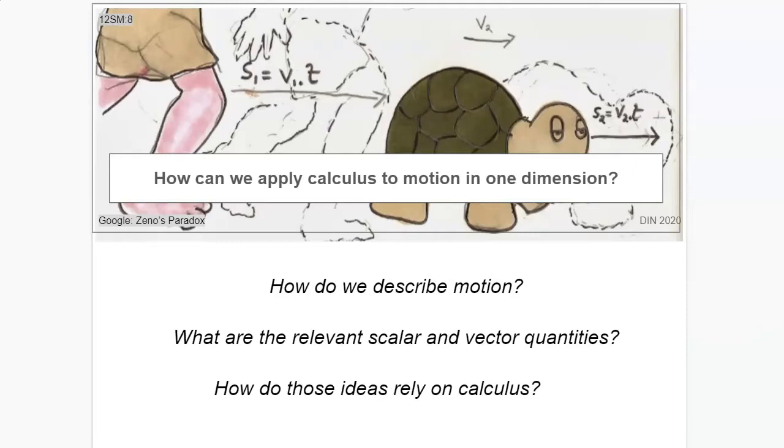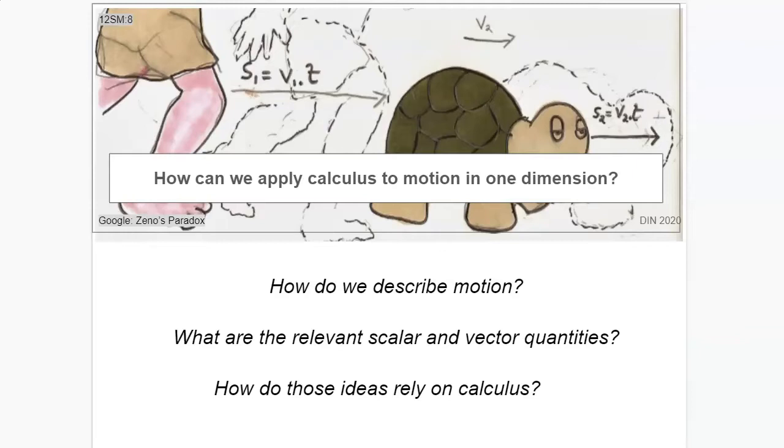A few minutes just thinking about the big themes we're going to look at, and then into the notes. So first up, in this topic we'll be answering the question, how can we apply calculus to motion in one dimension? So we'll be taking the work that we've done already in calculus with our differentiation or integration, and we'll be putting that in a practical context.